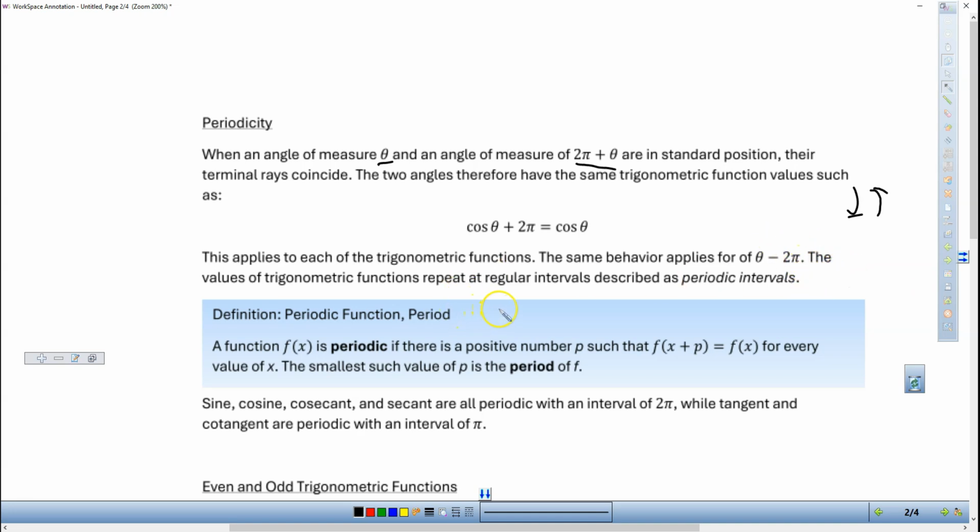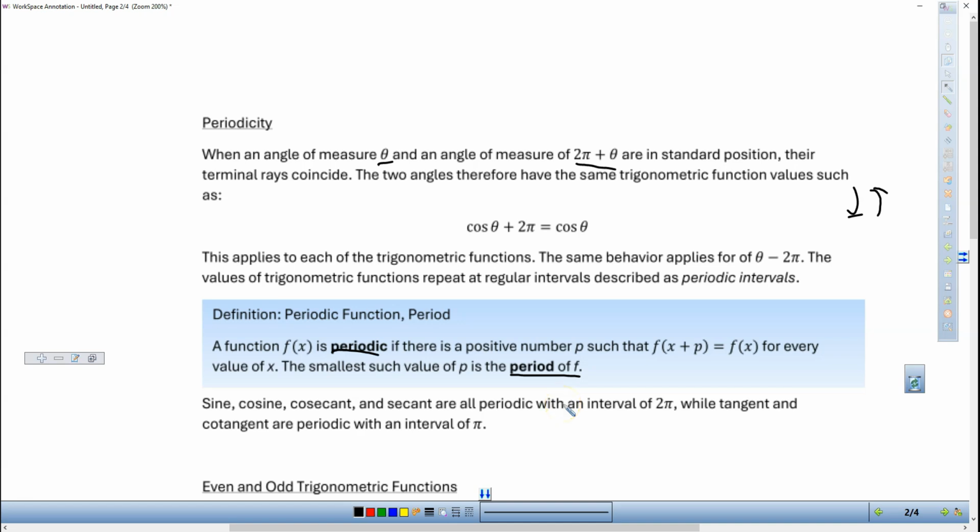Now, the values of trigonometric functions repeat at regular intervals, described as periodic intervals. A function f of x is periodic if there is a positive number p such that f of x plus p is equal to f of x for every value x. The smallest value of p is what we define as the period of f.